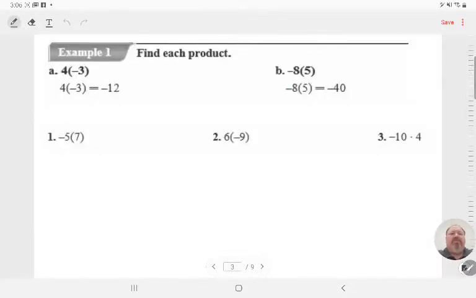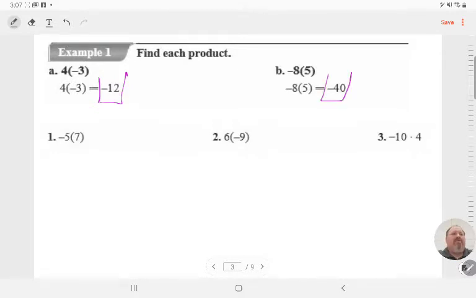So let's look at some examples. We have 4 times a negative 3. One's negative, one's positive, so the answer is going to be negative. And 4 times 3 is 12, so negative 12. Let's see, negative 8 times 5. Again, one is negative, one is positive, so the answer is going to be negative. And 5 times 8 is 40, so negative 40 is the answer.